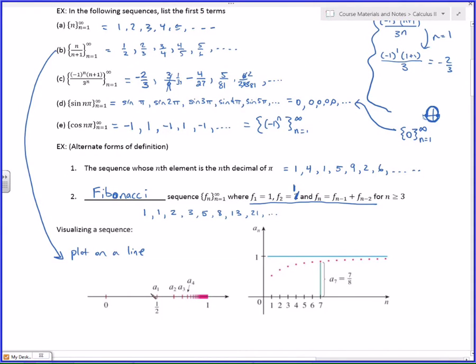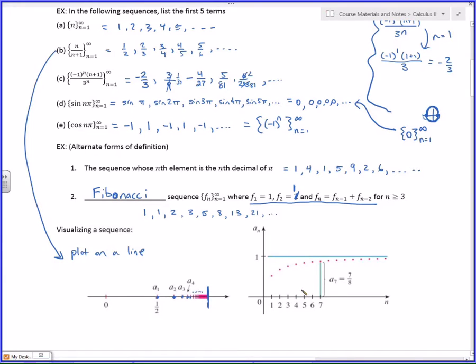Notice what I'm doing is I'm plotting at 1/2, and then 2/3, and then 3/4, 4/5, 5/6, and so on. So then, if you get closer and closer and closer as you go towards infinity, what's happening to that sequence? It's approaching or converging to 1, exactly.